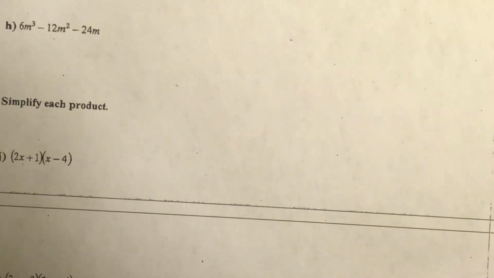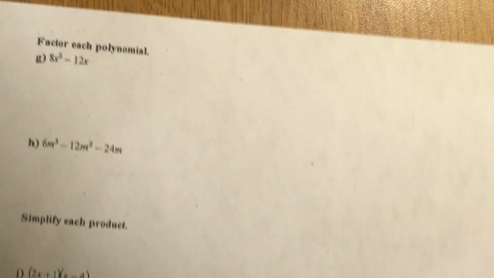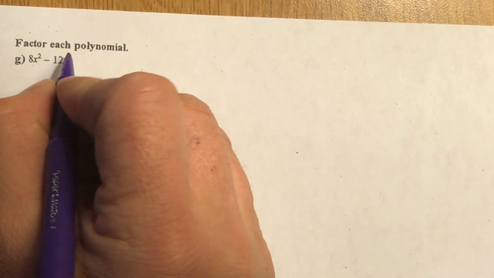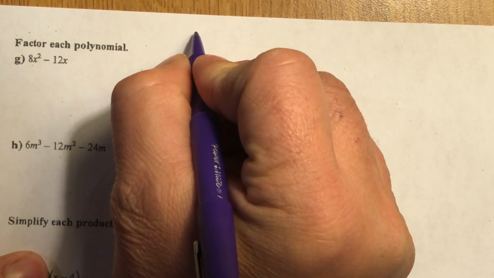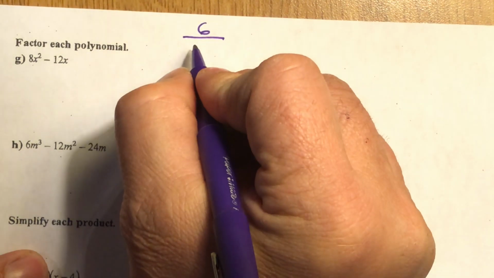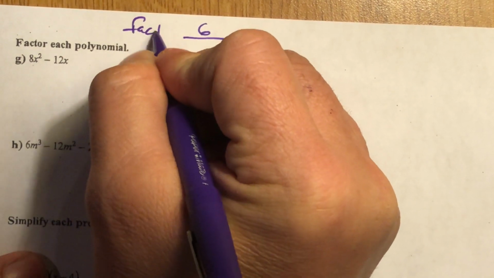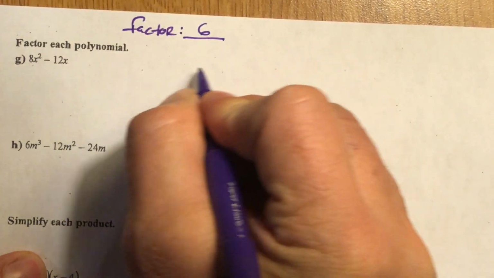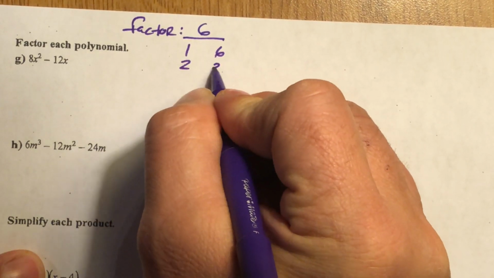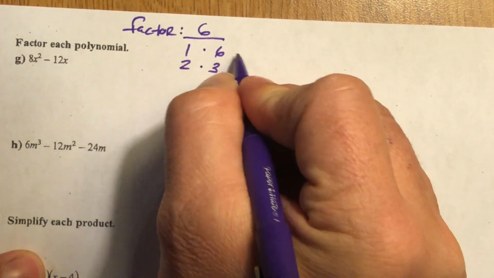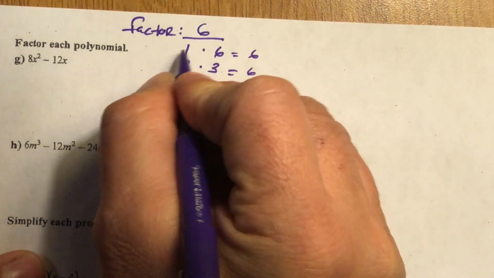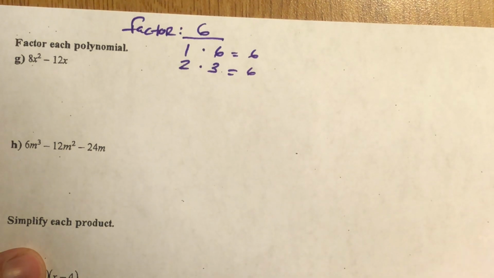All right, going to the second page of these notes. Okay, let's factor. Think of it like this. If I gave you the number 6 and I said factor 6, you would say 1 and 6, or 2 and 3, because if I multiply them together, I get 6. 2 times 3 is 6. So those are what we refer to as the factors.